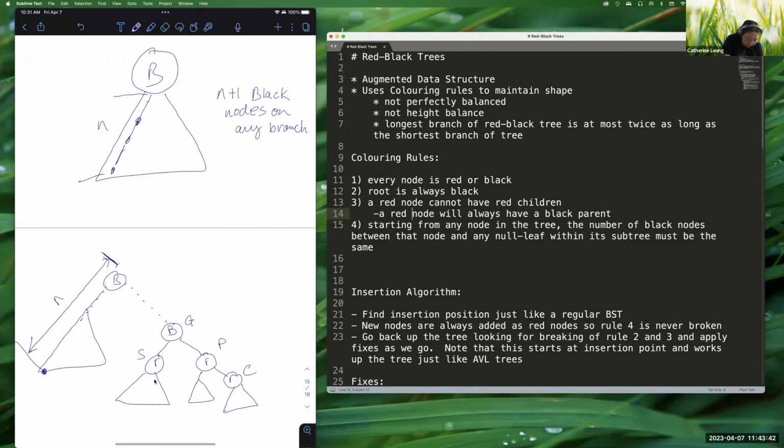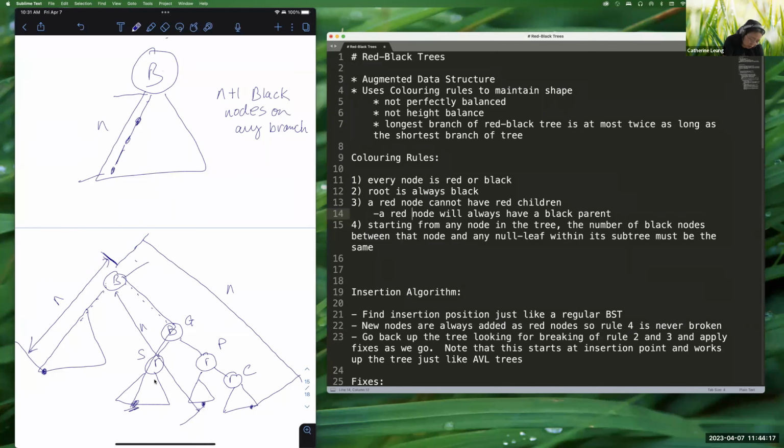What I also know is that the number of black nodes between here and any of these null leaves, and we can pick any null leaf in any of these trees, it really doesn't matter. If I count the number of black nodes from here to here, the number will also be n. It's going to be the same everywhere. And that also includes the ones that go into the sibling. So if I count how many black nodes are from here to here, that's also going to be n. So every branch has n right now.